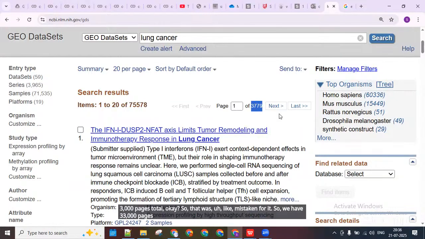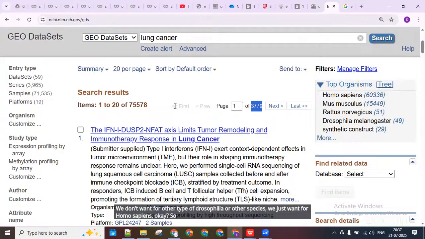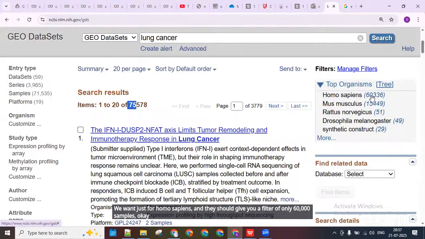Okay, 3,077. But now we don't want mouse species. We don't want Drosophila or other species. We just want Homo sapiens. Okay, so out of 75,000 samples, we want just Homo sapiens, and this should give you a filter of only 60,000 samples. Okay, so let's just click here so that it will select only Homo sapiens samples.